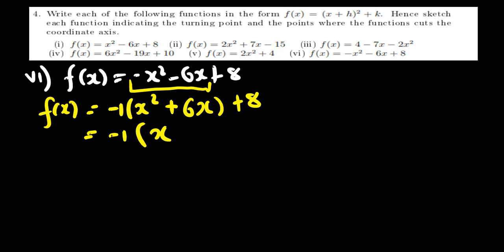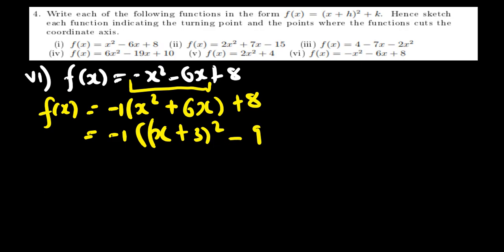Now the half of 6, that is a 3. Then I square that. So I'll put the ones with the squares in the bracket. So x plus 3 squared, then minus the square of 3, that is a 9, right? So I have a 9. The square of 3, yes, it will be 9.